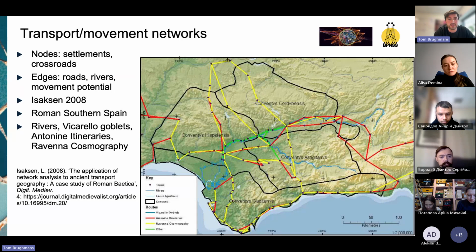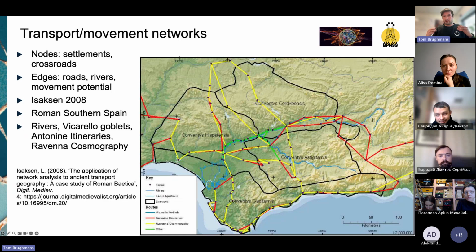But we are in Roman archaeology, so obviously we have tons of resources. We have way more information than just this. There is something called the Ravenna Cosmography, which does the same, and that's this yellow line. And we have something called the Vicarello goblets, which are blue lines somewhere in the background here. And we also have navigable rivers. The Guadalquivir River was navigable between Cordoba and Hispalis, and the Genil River was navigable between Écija and here.